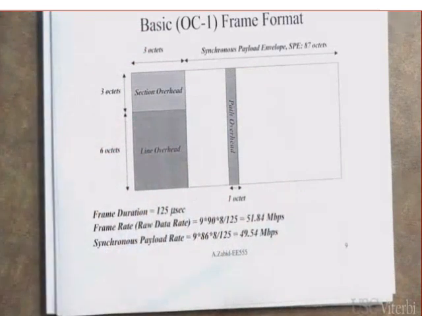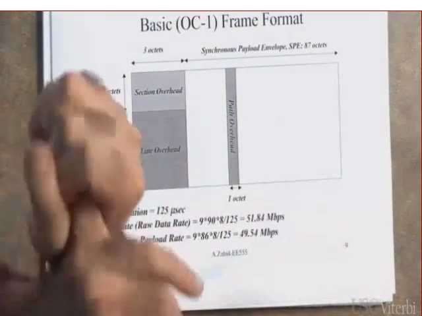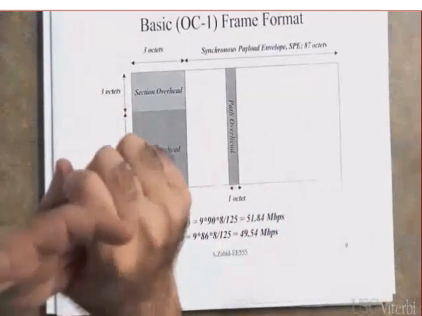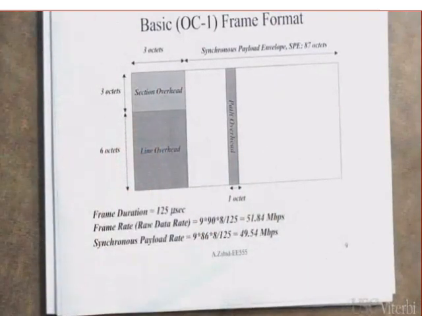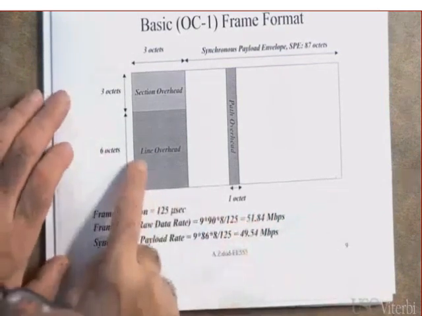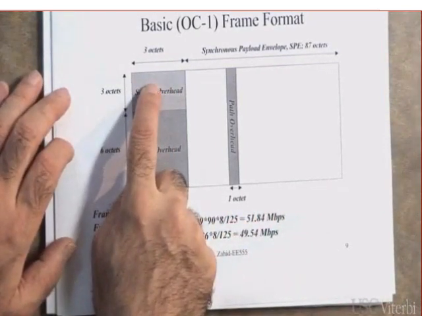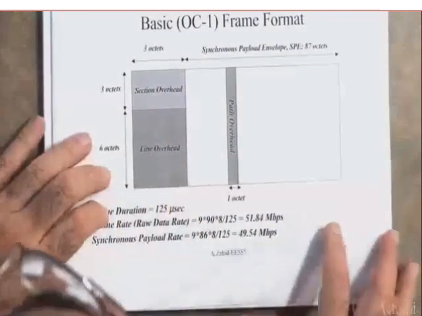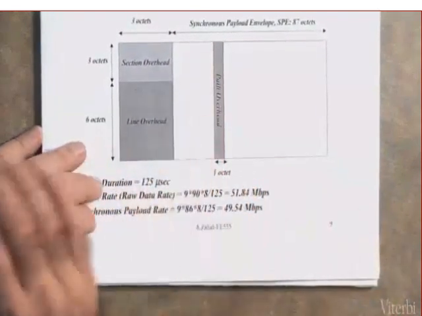I want you to understand these headers the same way as you understood the following. Does the frame in TCP/IP have a header? The frame has a header. Does the packet have a header? The packet has a header. Does the TCP have a header? TCP has a header. The frame header is processed in every device that has layer 2. The packet header is processed in every device that has layer 3. The TCP header is processed in every device that has layer 4. Same idea in here. This is processed in every device that has a section layer. This one is processed in every device that has a line layer, and this one is processed in the path overhead.